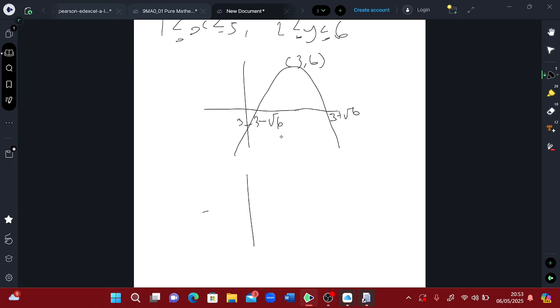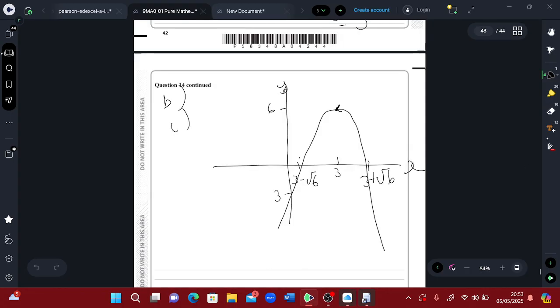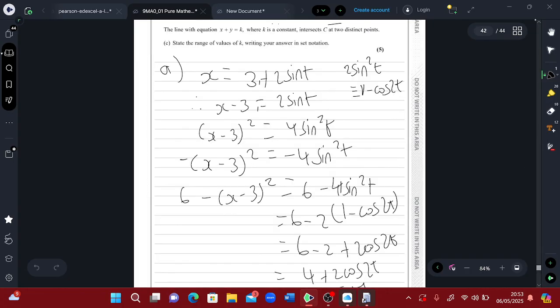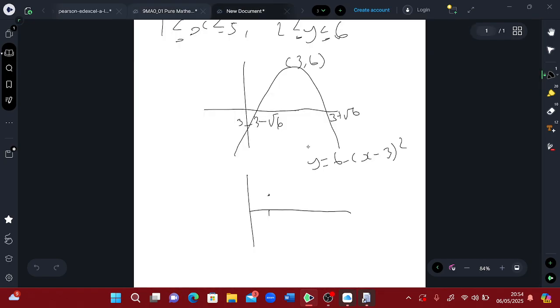So we need to really focus on when x is between 1 and 5. If you noticed, before, 3 minus root 6 was 0.55 something. So actually, the curve is going to start a bit above the x-axis. Okay, so it's going to start there. And when x is 1, I should probably also write down the curve as well. So y is 6 minus (x minus 3) squared, right? I believe. Let's head back up. 6 minus, yes. Okay, so that's that.